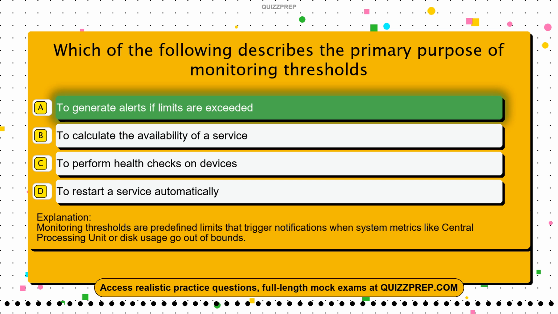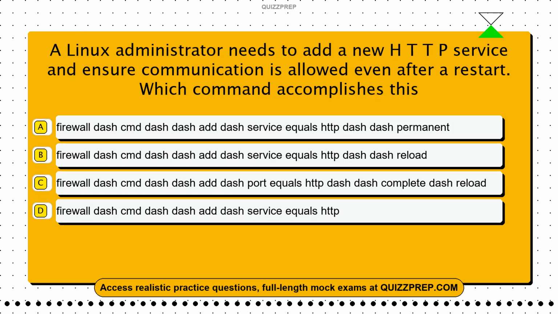Monitoring thresholds are predefined limits that trigger notifications when system metrics like central processing unit or disk usage go out of bounds. Question 88. A Linux administrator needs to add a new HTTP service and ensure communication is allowed even after a restart. Which command accomplishes this? Option A, firewall-cmd --add-service=http --permanent.